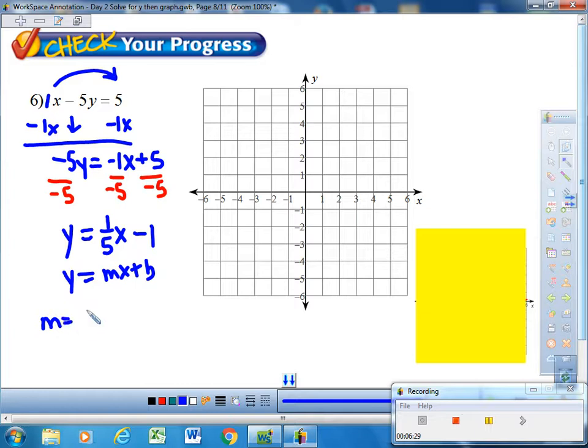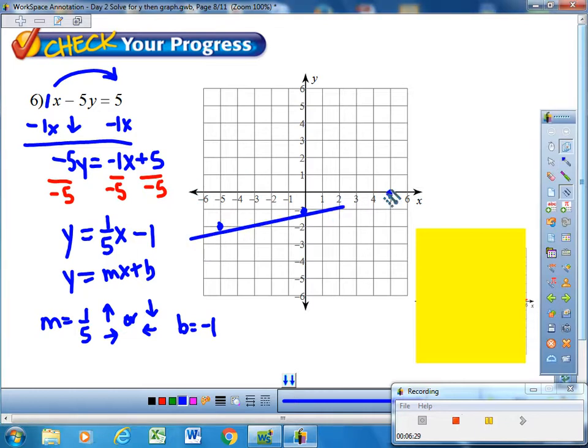M is 1/5 positive, so you're going to go up and to the right or down and to the left. And then B is negative 1. So I start at negative 1, and with my slope I'm moving up 1 to the right 5 or down 1 to the left 5. Does your graph look like that? I hope so.